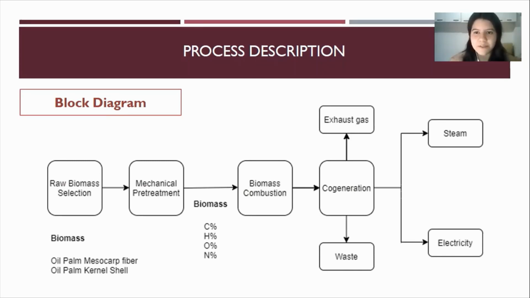And then this biomass passes through a mechanical pretreatment, which gives us a determined composition of carbon, hydrogen, oxygen, and nitrogen before it's combusted. And then we have the cogeneration process. We can see the outlet streams like exhaust gases, wastes, and our two main products, which are steam and electricity.